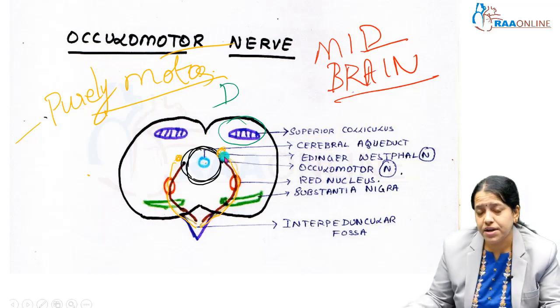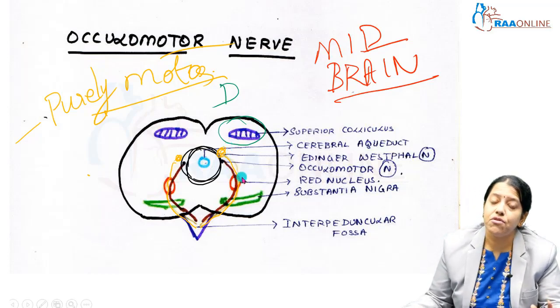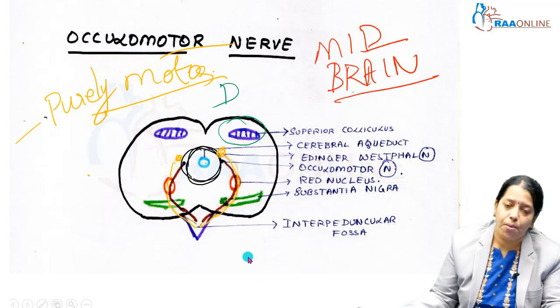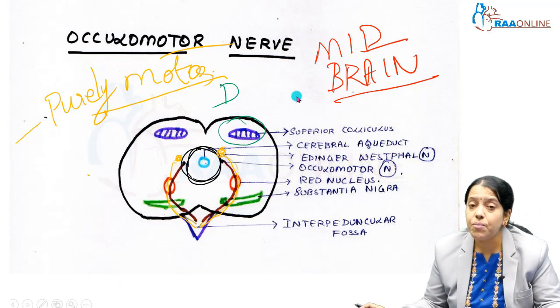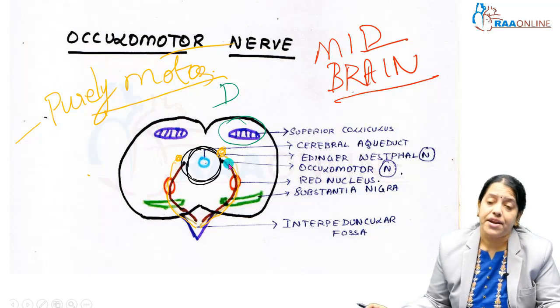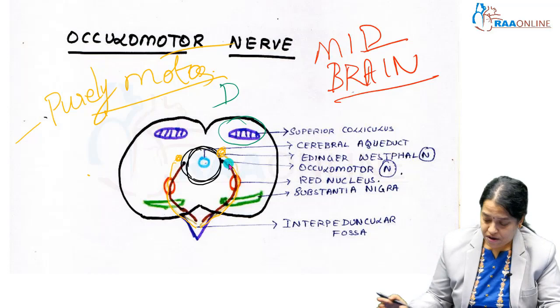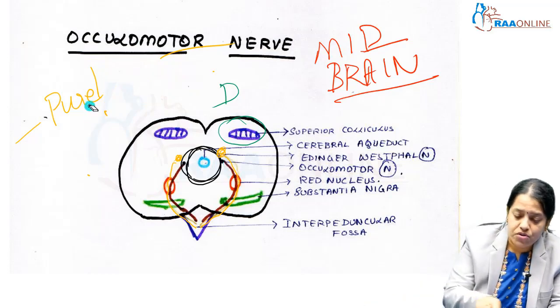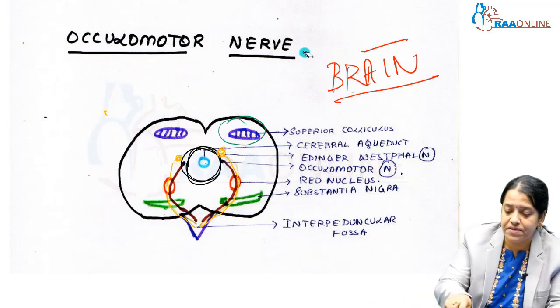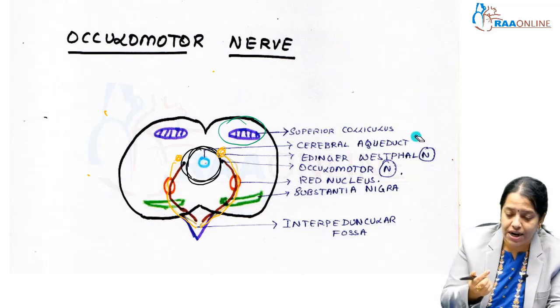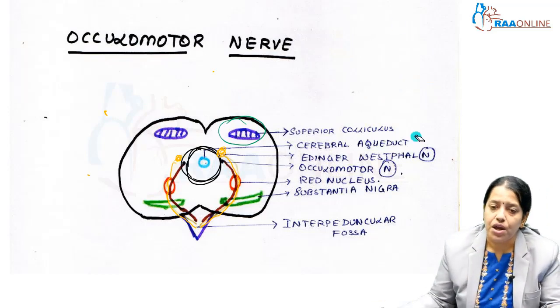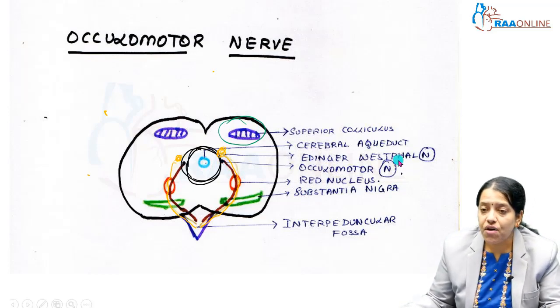Secondly, along with that, it also has a parasympathetic component, which is going to supply the intraocular muscles. So the purely motor component is for the extraocular muscles, whereas the parasympathetic component is also motor and it is going to supply the intraocular muscles. Fine? Okay. So now, once we have understood this basic point, we classify the oculomotor nerve nuclei into a motor nucleus and also an Edinger-Westphal nucleus.